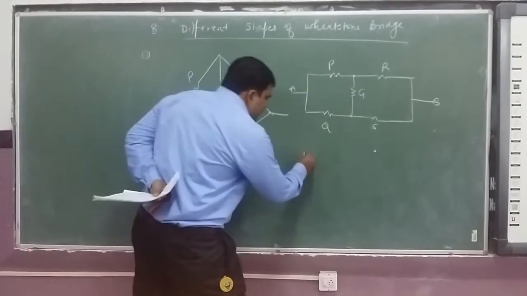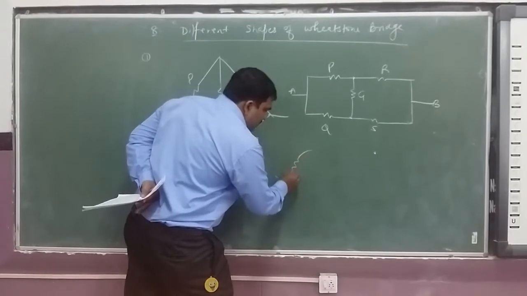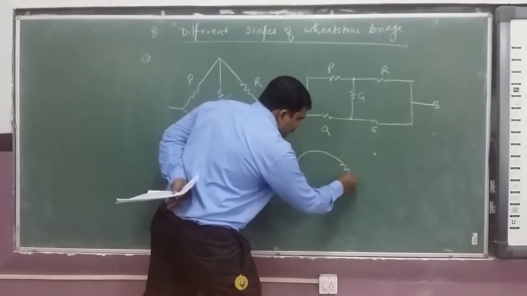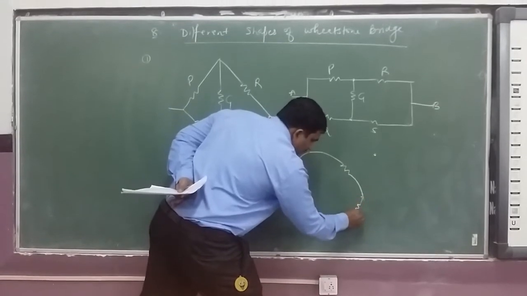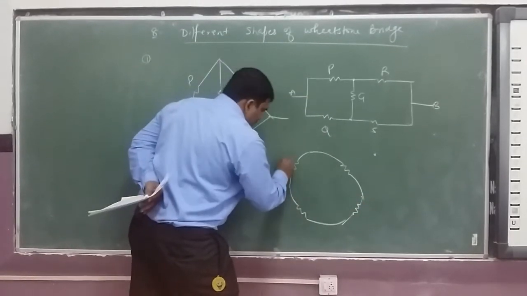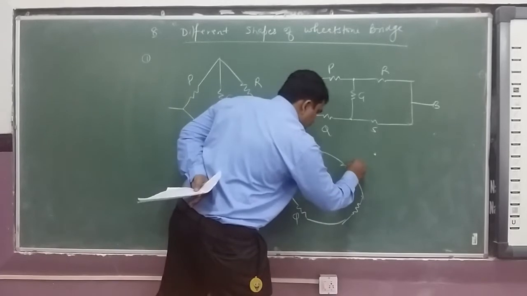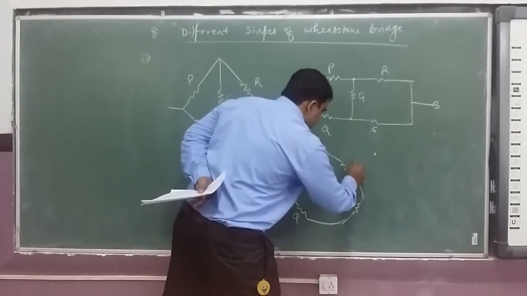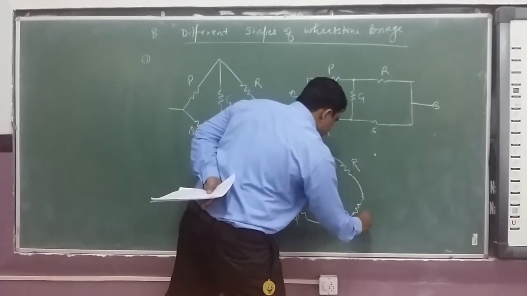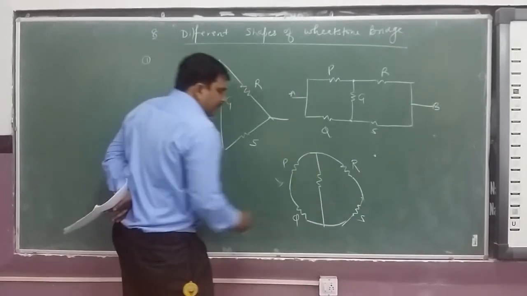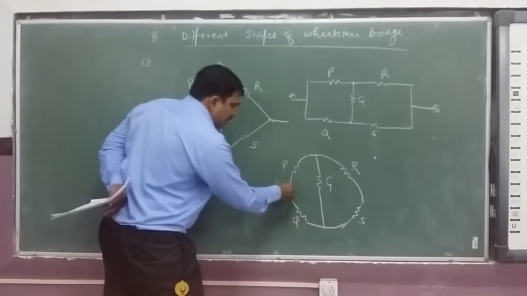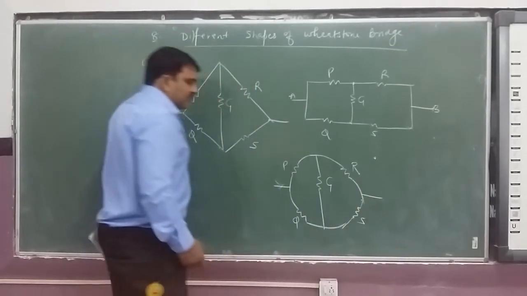Now it may be given like this also, in the form of a circle. You can draw a Wheatstone bridge. This is also a Wheatstone bridge. Sometimes students get confused. They take this shape in different forms, but actually it is a Wheatstone bridge. You can see this is the resistance G, and this is again the Wheatstone bridge.